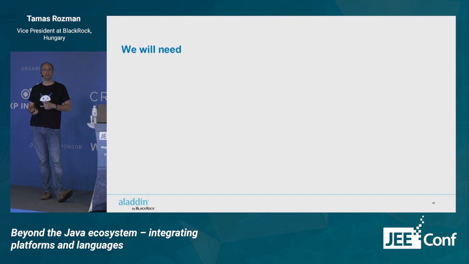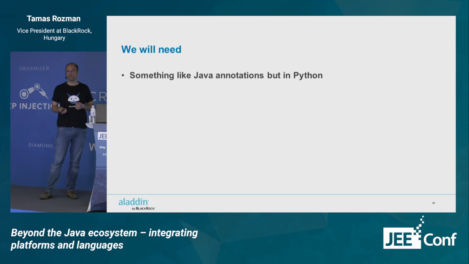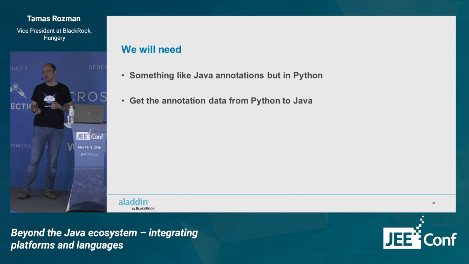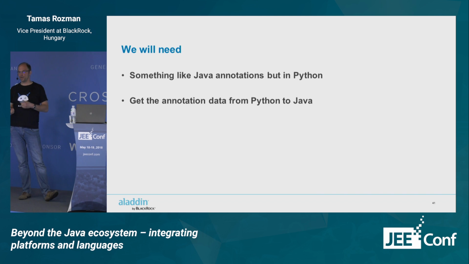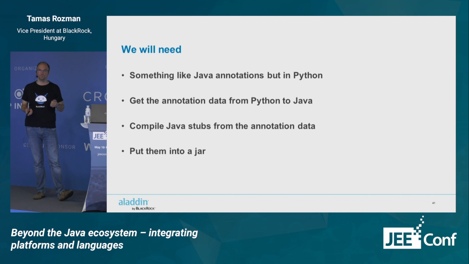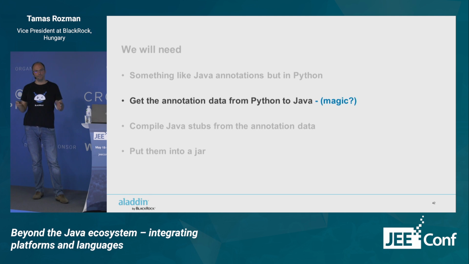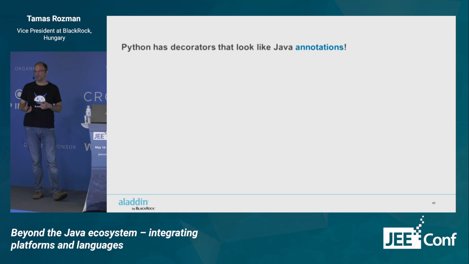All right, in order to do that, we will need something like Java annotations but in Python. We need to get the annotation data from Python to Java, compile Java stubs so we can plug into our existing infrastructure, and put everything in a jar because this is what our infrastructure needs. I will not go into details on how we get the annotation data from Python to Java. I hope everybody is clear that we can do that.